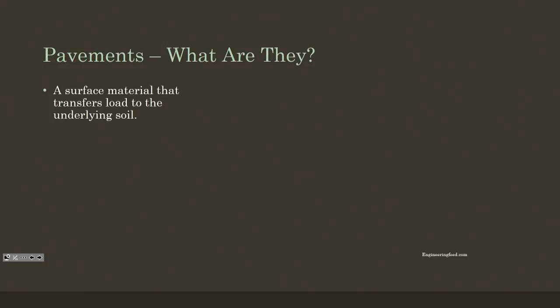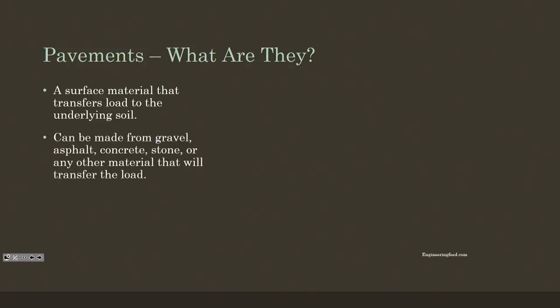So a pavement, it's any type of surface that transfers a vehicle load to the ground. It can be made from just about anything, gravel, asphalt, concrete, brick, you name it, as long as it transfers that load. And different materials will have different engineering properties that we have to be aware of.